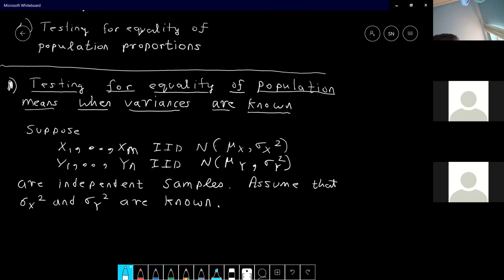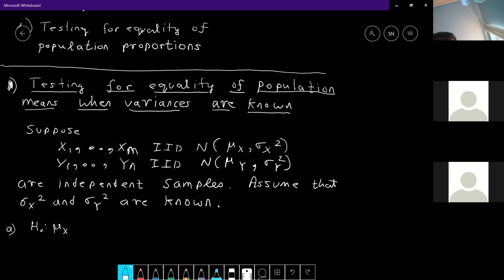So there are three kinds of test possible. A, you can test for the population means, the null hypothesis mu x equals mu y, versus the alternative that mu x is not equal to mu y. Right, this is one possible test.